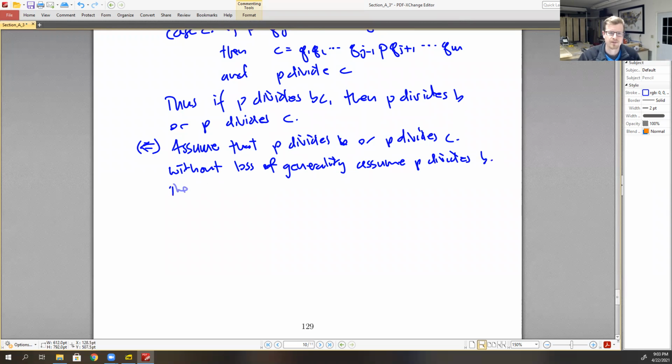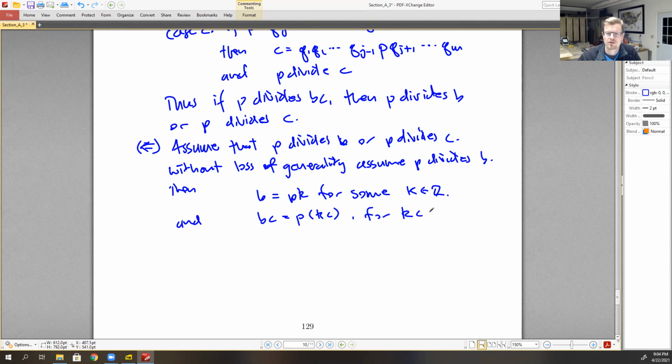Excellent. Then that gives us that B is equal to PK for some integer k, and that BC is equal to P times KC, for KC an integer as well. Hence, P divides BC.